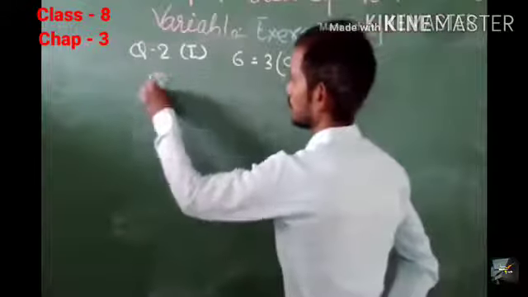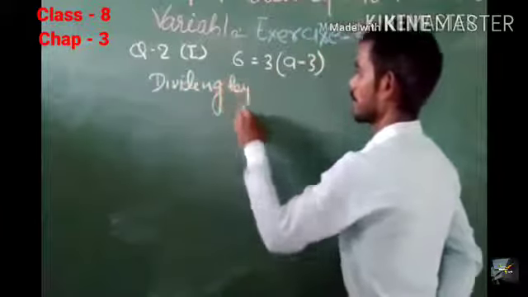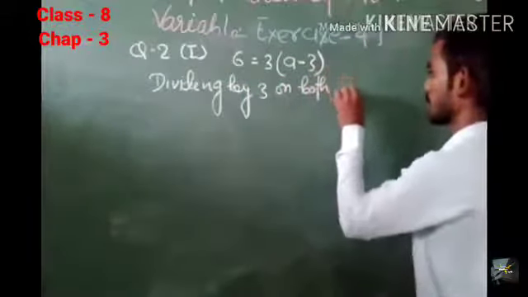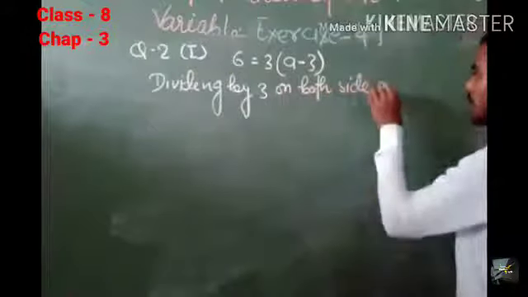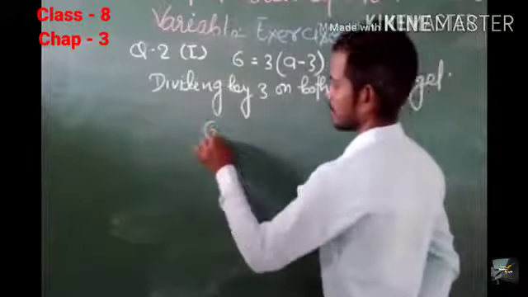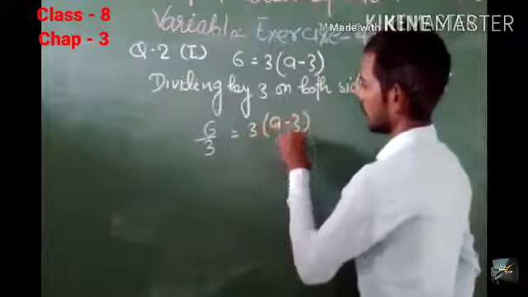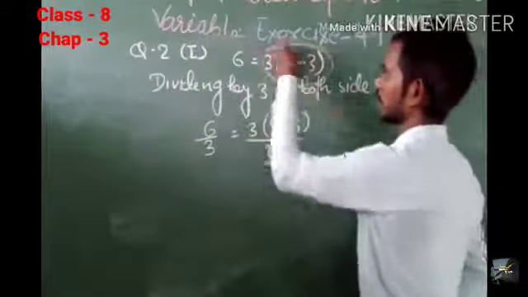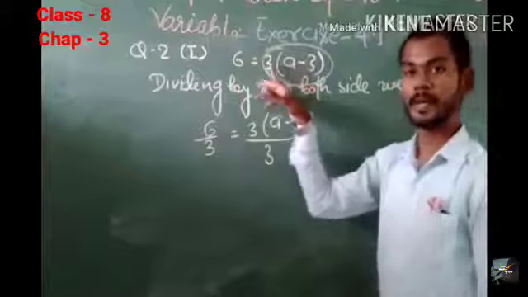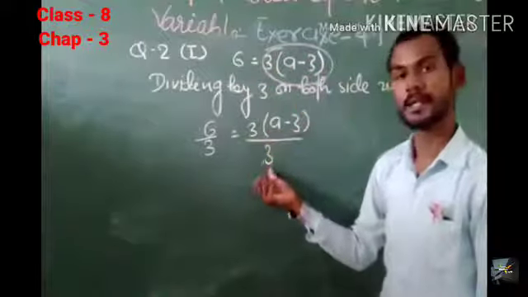So, dividing by 3 on both sides, we get 6 upon 3 is equal to 3(a minus 3) upon 3. This is the single quantity, because (a minus 3) is the whole multiplied by 3. That is why this is the single quantity. So it becomes divided by 3 like this.